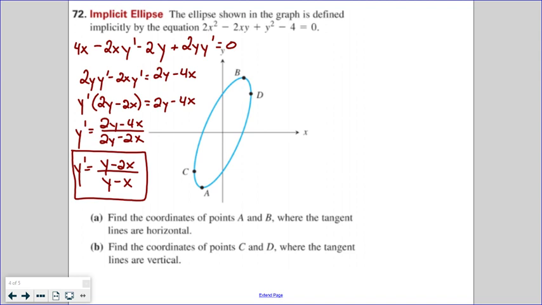And so the first question, find the coordinates of points A and B where the tangent lines are horizontal. So then I have to think about, okay, well, if it's a tangent line and it's horizontal, so here's A, and it's horizontal, I need my slope, my derivative, to equal what? What is the slope of a horizontal line? 0. So that's how I know that I'm going to set this equal to 0, because it says horizontal, and horizontal lines have a slope of 0. So I'm going to take my derivative and set it equal to 0.